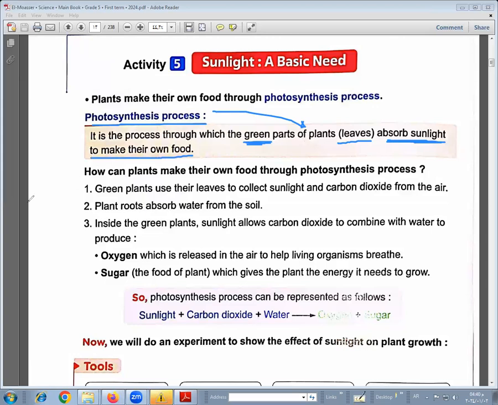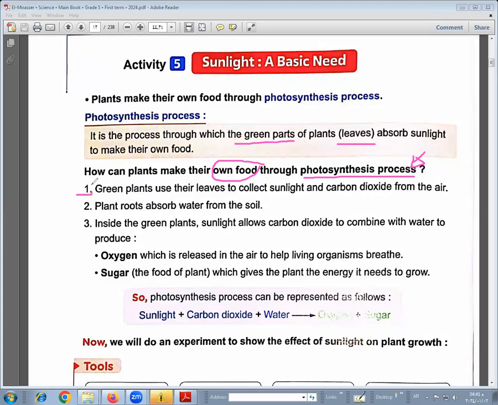So let us say, how can plants make this photosynthesis? What are the steps needed to make photosynthesis? A plant can easily make its own food through a process called photosynthesis. In which parts can plants make this photosynthesis? Who can say? Yes, excellent. By the green parts of plants like leaves. So what are the steps that plants take to make photosynthesis?